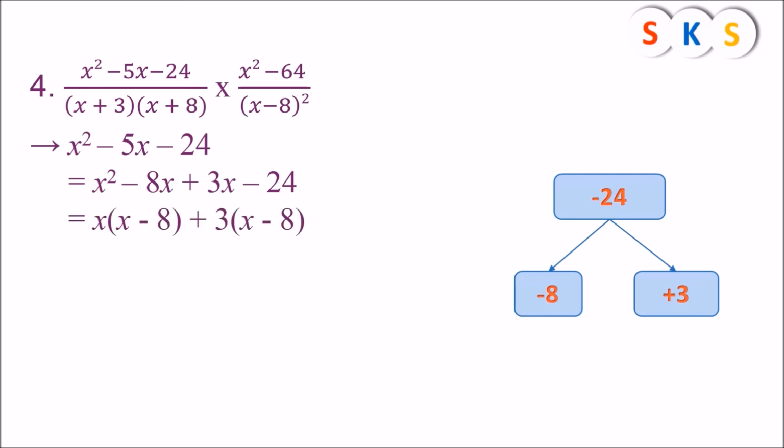You can see I have taken x as common here, and the common factor here is 3. Now what will we get? x minus 8 is common, it is the same in both. So we will write that in the first bracket, and the remaining terms, that is x plus 3, we will write in the second bracket. So let's see what we will get.